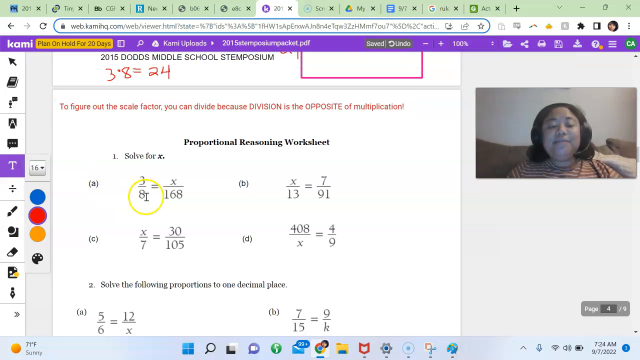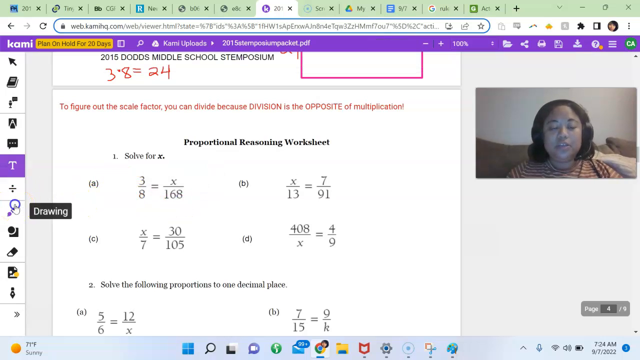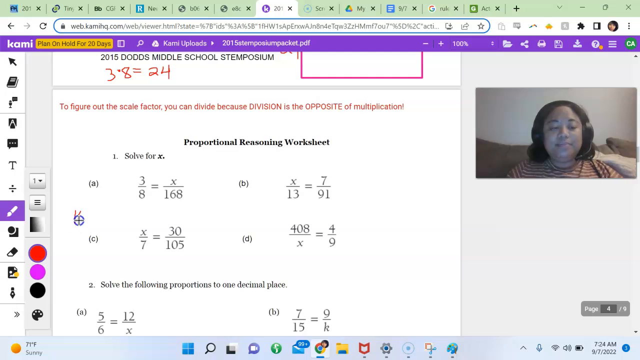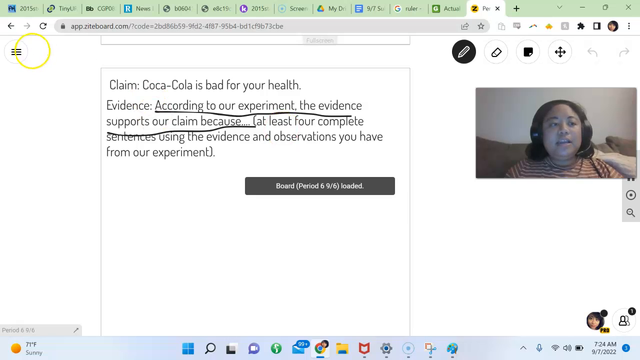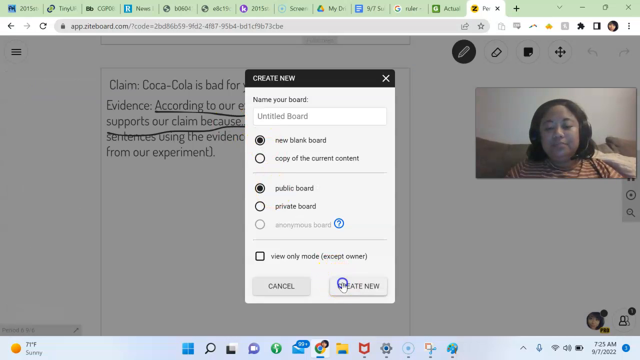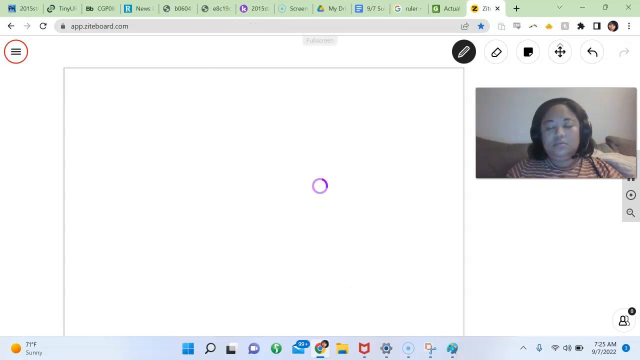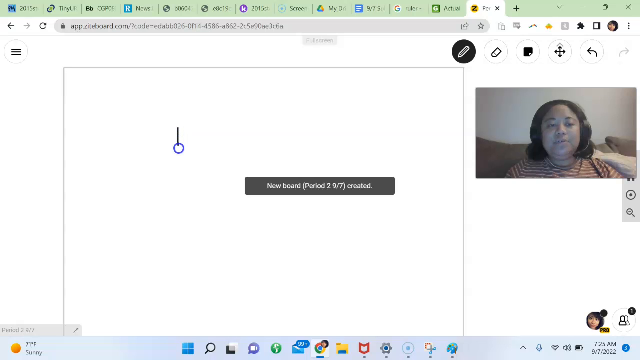So to figure out my scale factor from 8 to 168, because I don't know how to go from here to here, no clue, not at all, I'm going to go ahead and do 168 divided by 8. This is when your long division is useful, right? We practiced long division so that we can use it for these kinds of occasions. So I'm going to go ahead and do the first one as an example, 168 divided by 8.